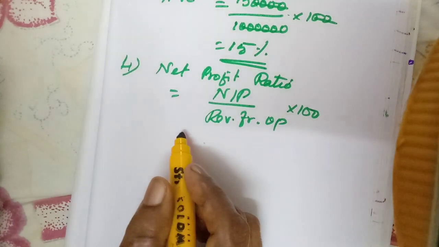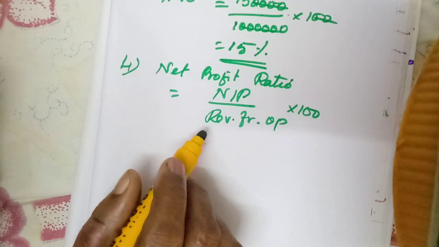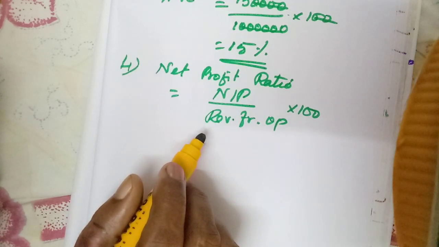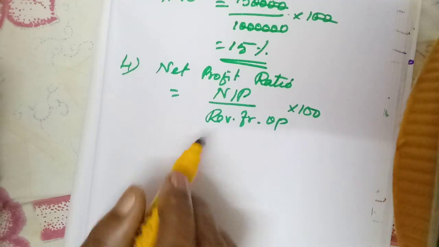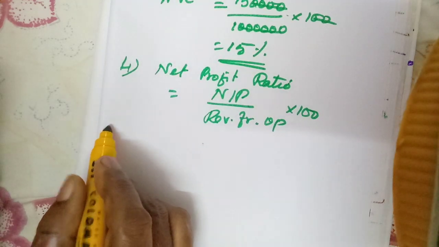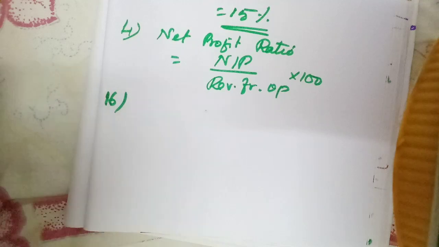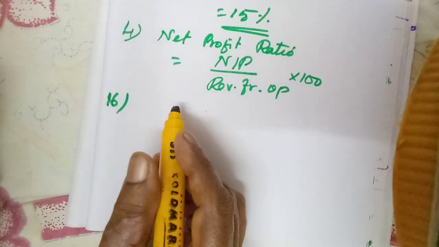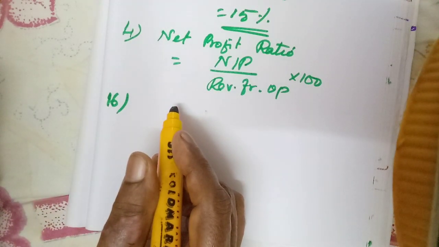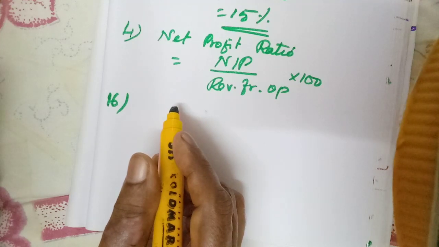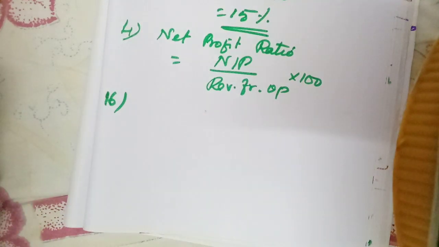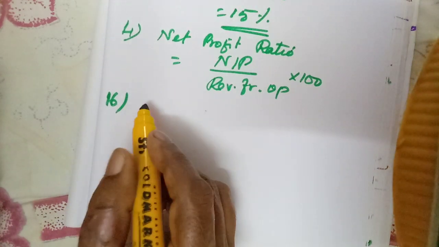Okay, so shall we do the next exercise? From the following details, calculate net profit ratio. So 16th exercise. Revenue from operation is given, cost of revenue from operation given, then office and administration expenses, selling and distribution expenses given, isn't it? So here we need to calculate the net profit. Net profit, how can we calculate?